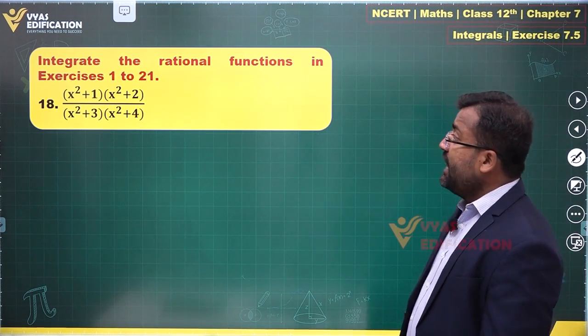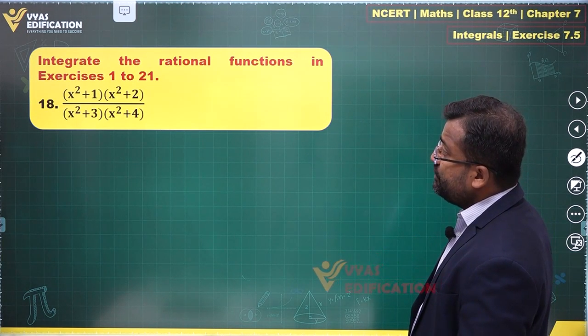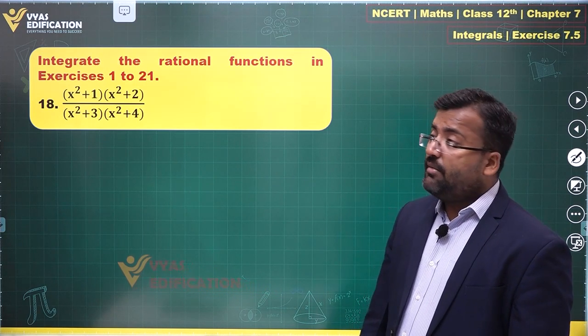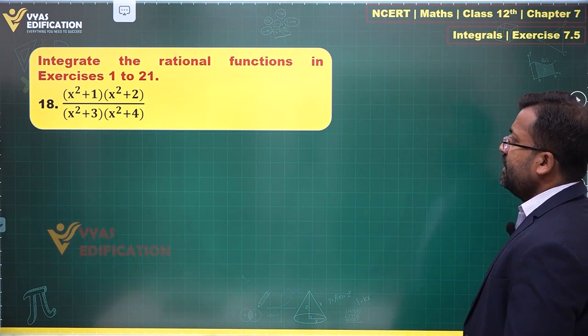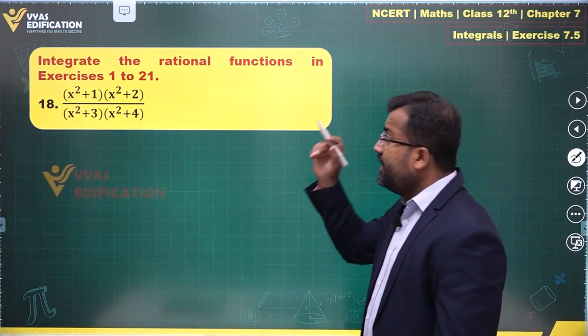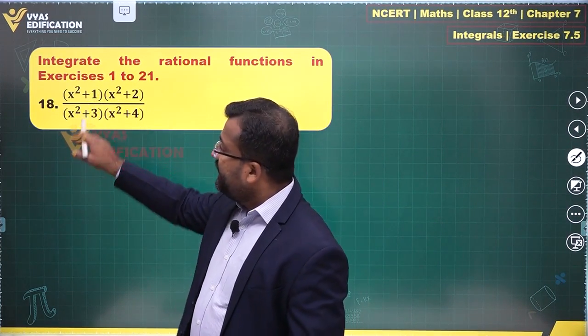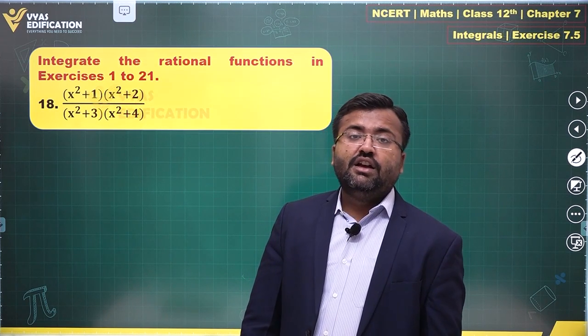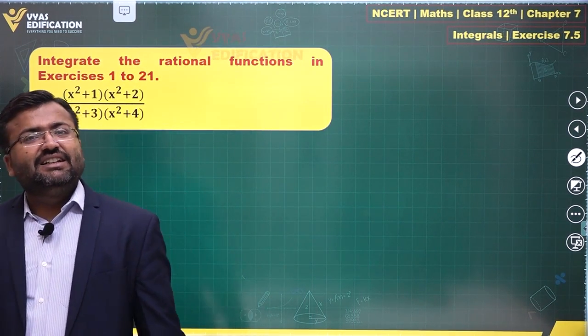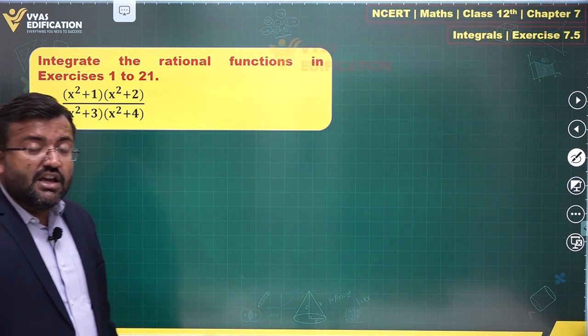In the 18th question, we have (x square plus 1)(x square plus 2) in the numerator. Then you have (x square plus 3)(x square plus 4) in the denominator. Now, how do we handle this? So the degree of numerator and degree of denominator, if you can clearly observe, are exactly the same, right? So we'll have to divide first, yes. And everything is being dealt in terms of x square over here, yes.